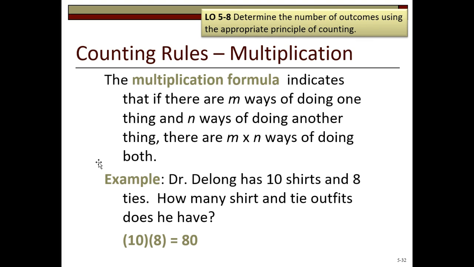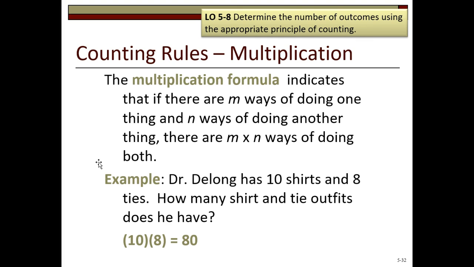So let's start with the multiplication formula. The multiplication formula indicates that if there are m ways of doing one thing and n ways of doing another thing, then there are m times n ways of doing both.